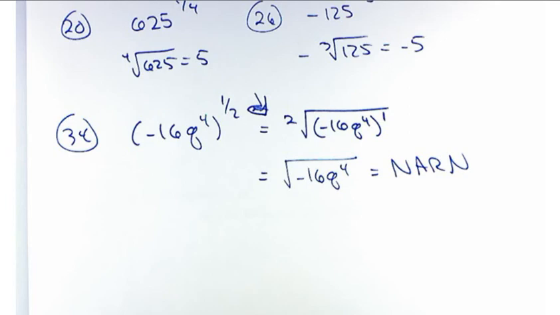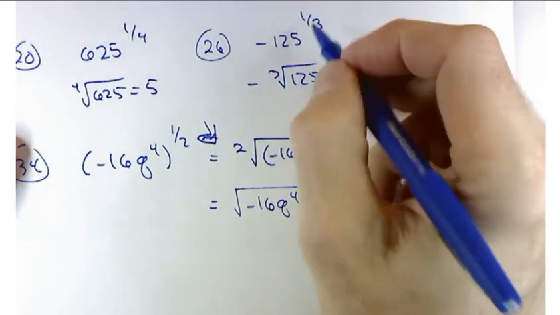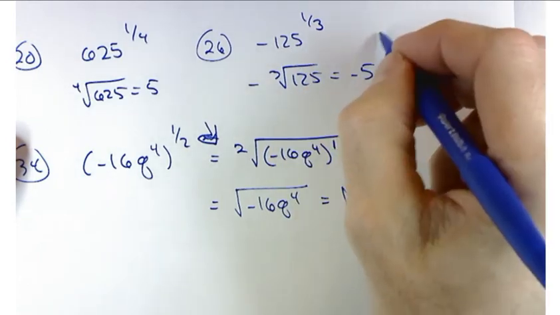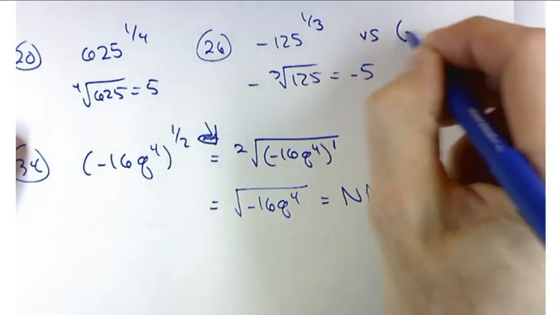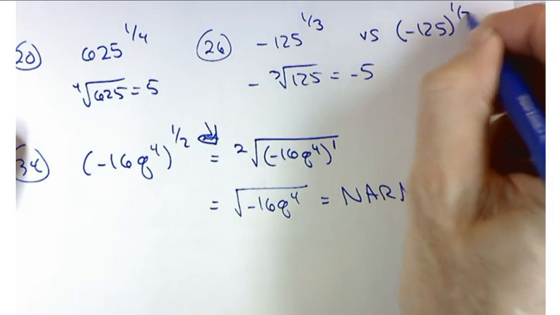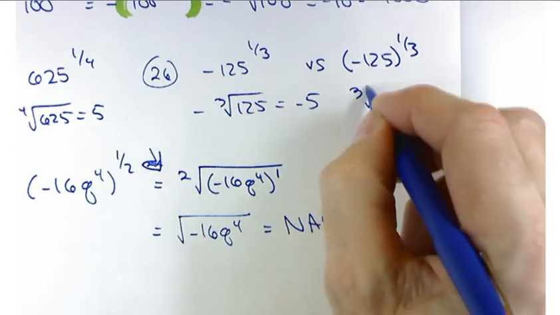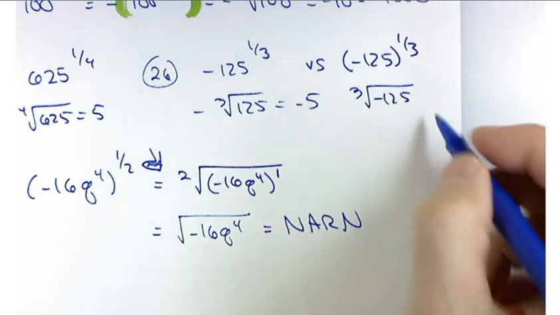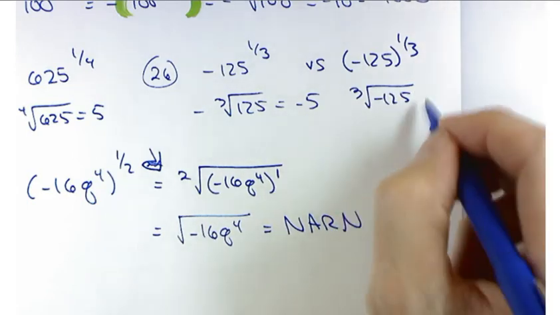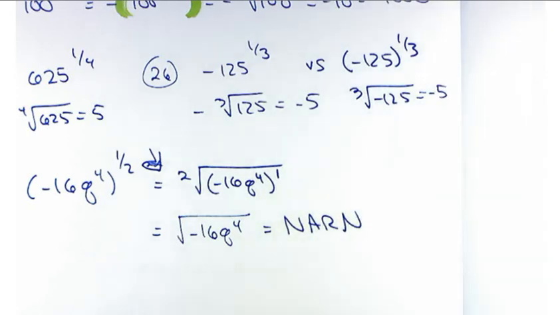It depends on how it's written. Now, in number 26, the one-third only applies to this. If I had written it like this, negative 125 to the one-third, then this would be under the radical. It would be the cube root of negative 125. Now, by coincidence, you get the same thing. But if it was an even number, then it'd be much different.